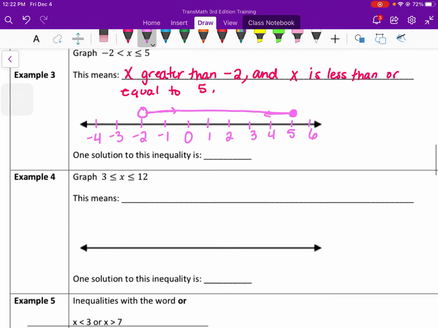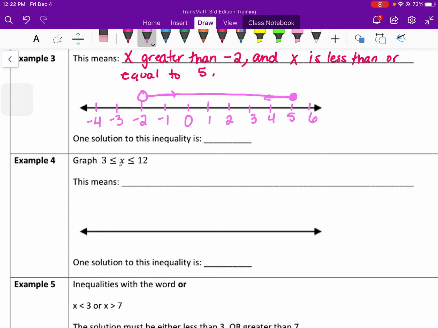Okay, this one. This one says we read from the inside out. So x is greater than or equal to 3.